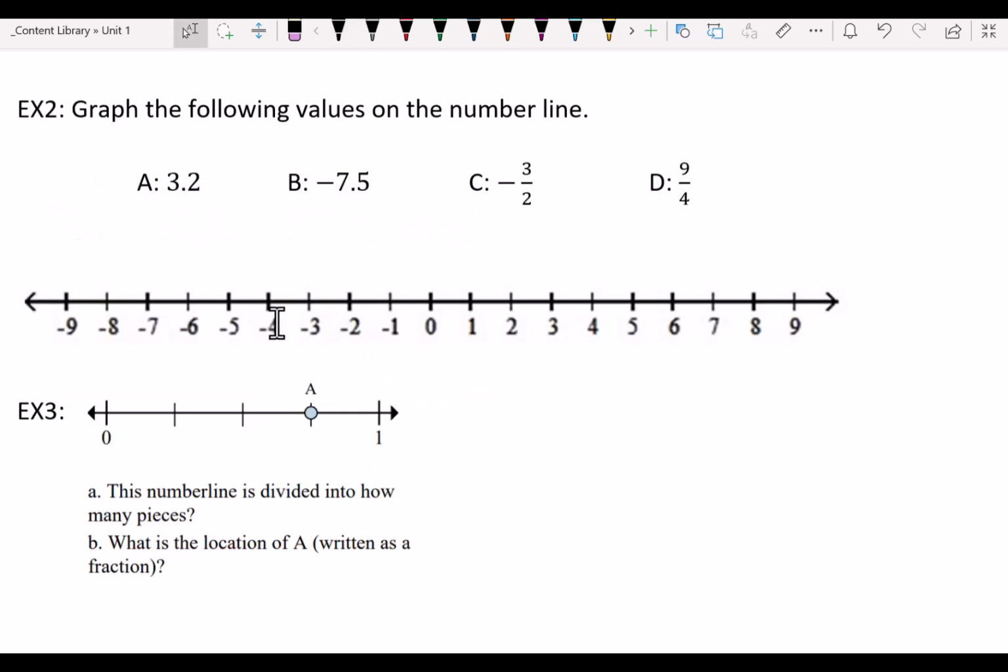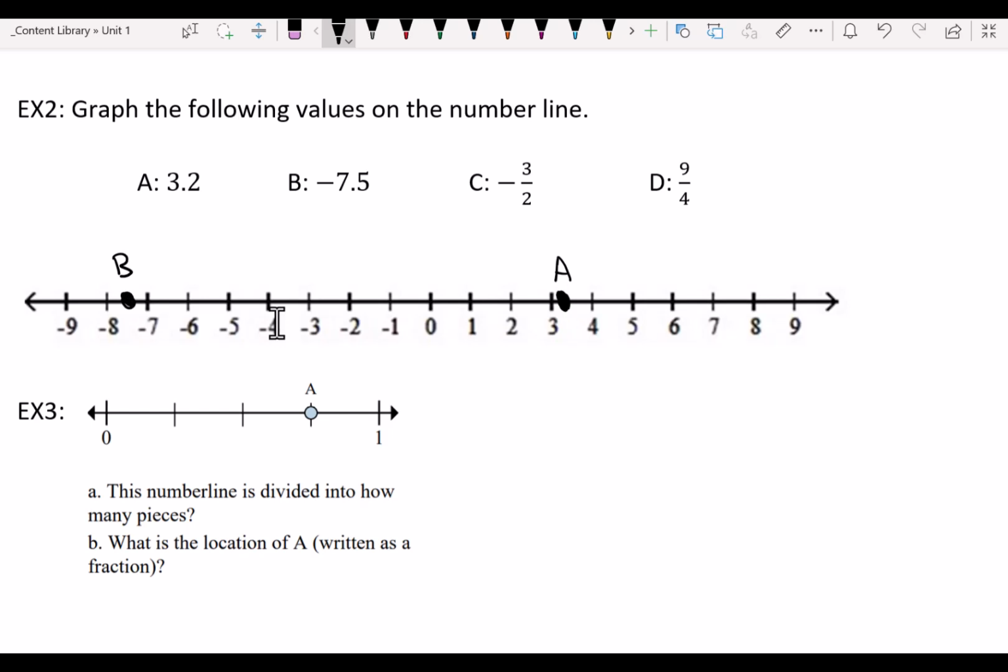In this example, we'll actually graph some values on a number line. So here for A, we have 3.2. So we will find 3 right here, and 0.2 will mean it's just past 3. Label that as A. B is negative 7.5, so it's down here with the negatives, but it's getting smaller because it's a negative value, so it's going to be somewhere between negative 7 and negative 8 right here.